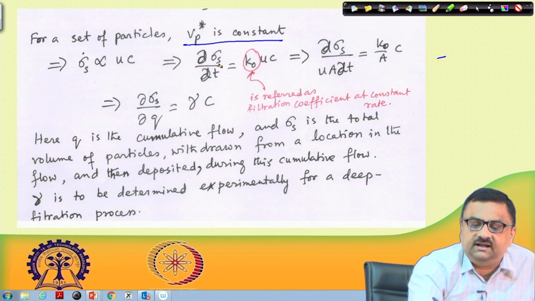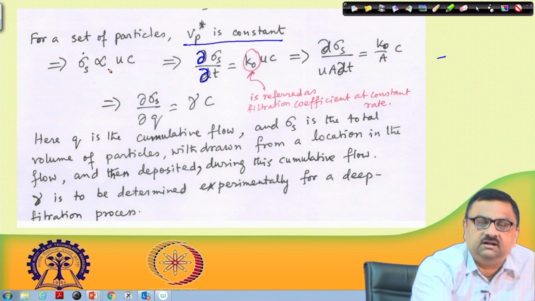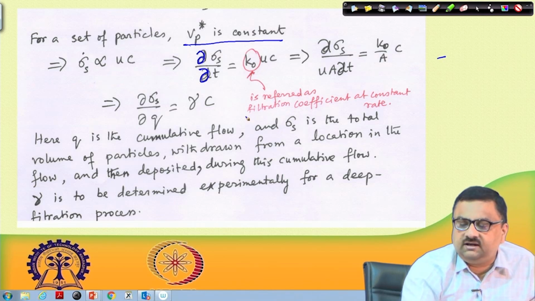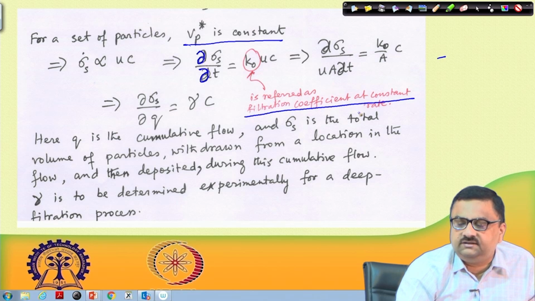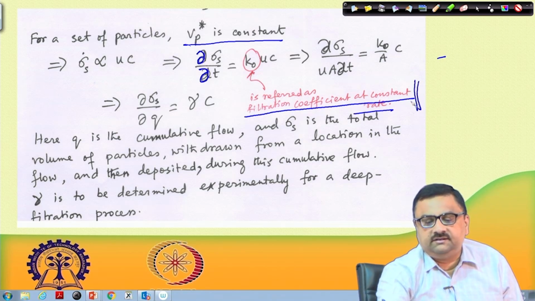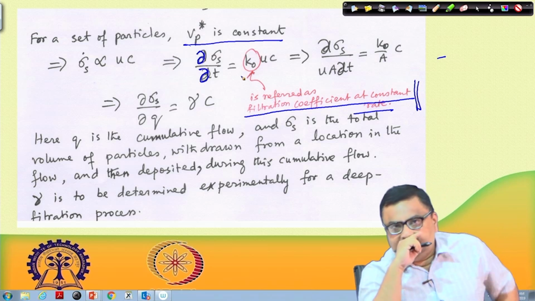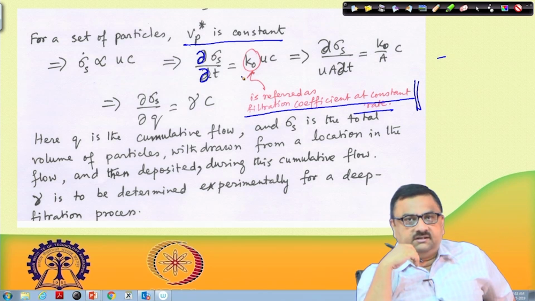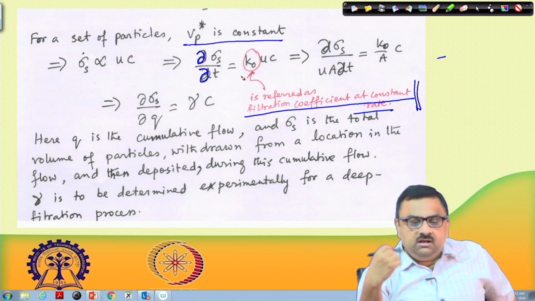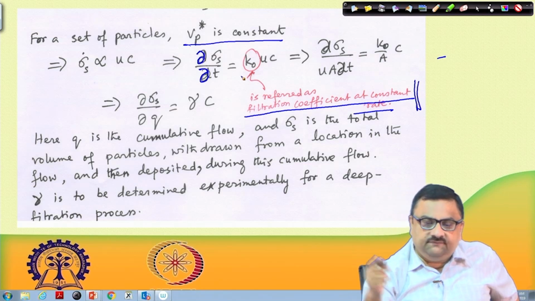So, one can write del sigma s del T is equal to K naught into UC. I mean, the proportionality constant is, let us say, K naught. This K naught is also referred to as the filtration coefficient at constant rate. In the area of deep filtration, there is this K naught, which is known as the filtration coefficient at constant rate, and this can be measured. But we take this one step further.